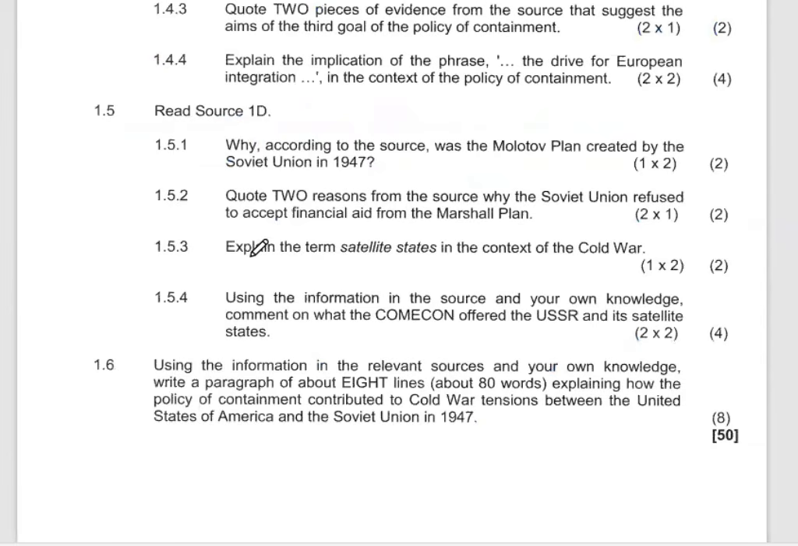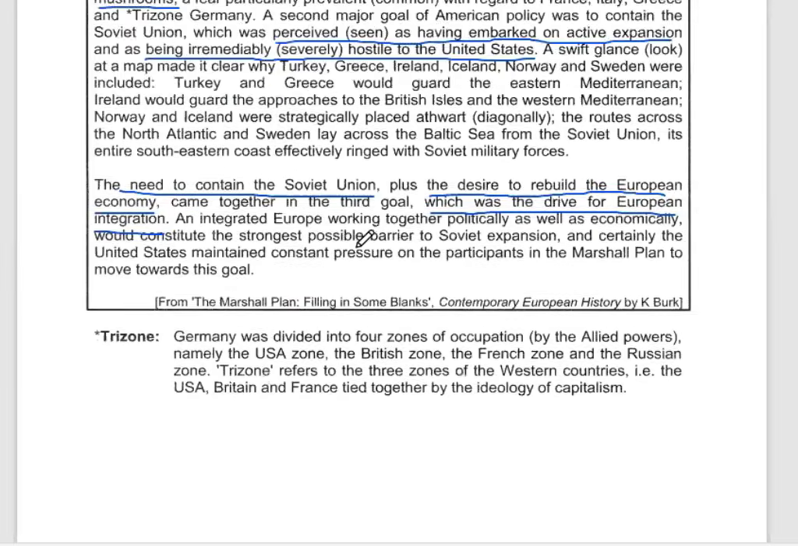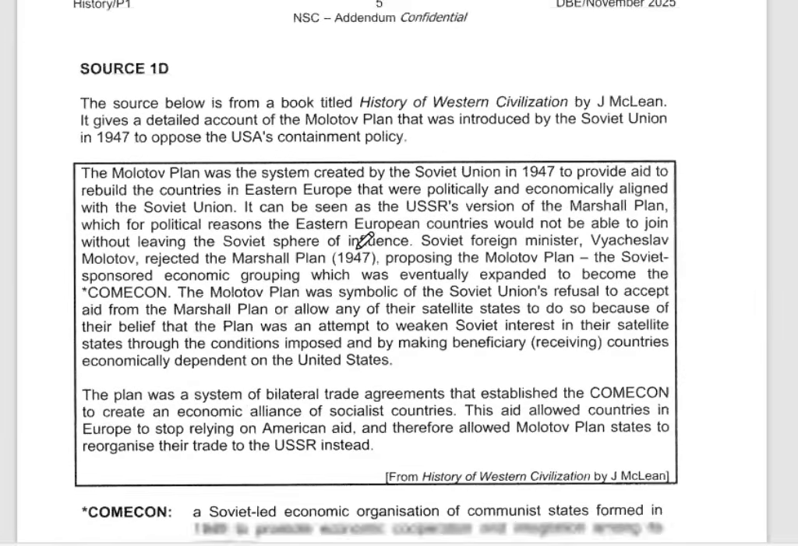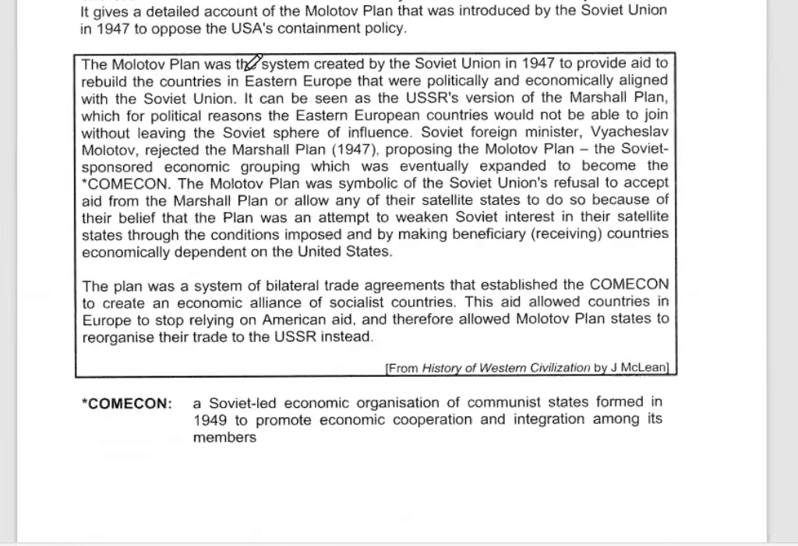Why, according to the source, was the Molotov Plan created by the Soviet Union in 1947? This is an extraction question. We just need to go to the source and find the Molotov Plan. It says the Molotov Plan was a system created by the Soviet Union in 1947 to provide aid to rebuild the countries in East Europe that were politically and economically aligned with the Soviet Union. That was the purpose of the Molotov Plan.